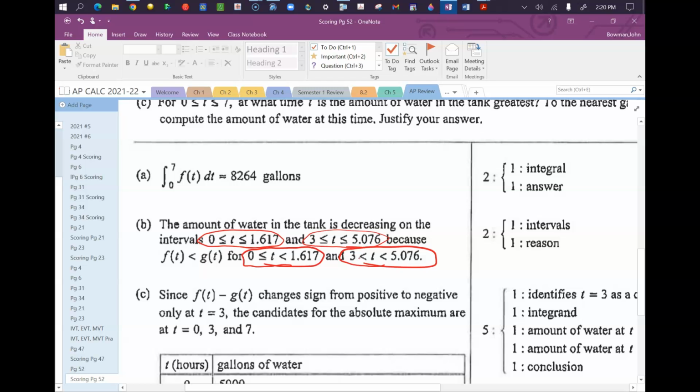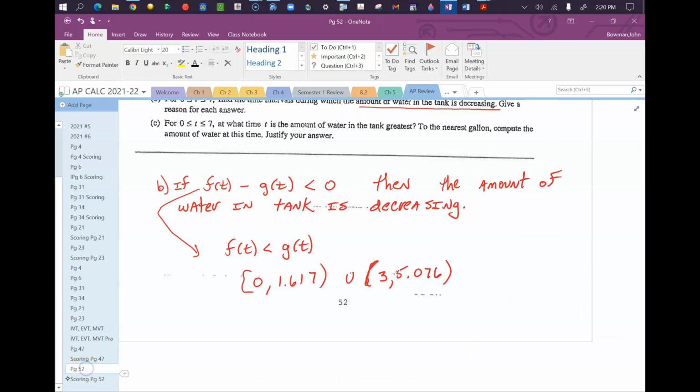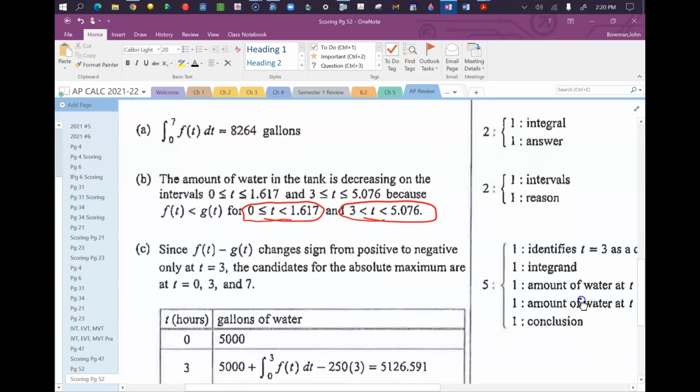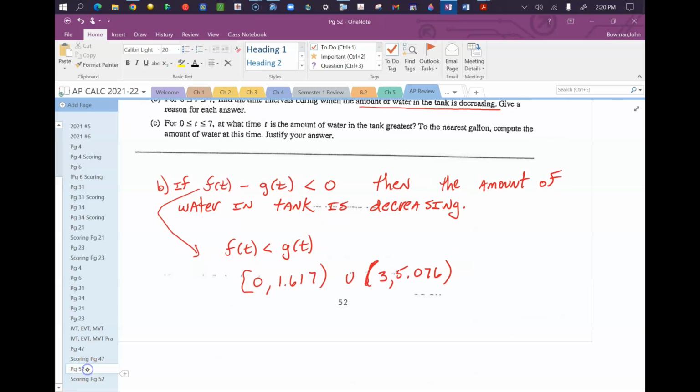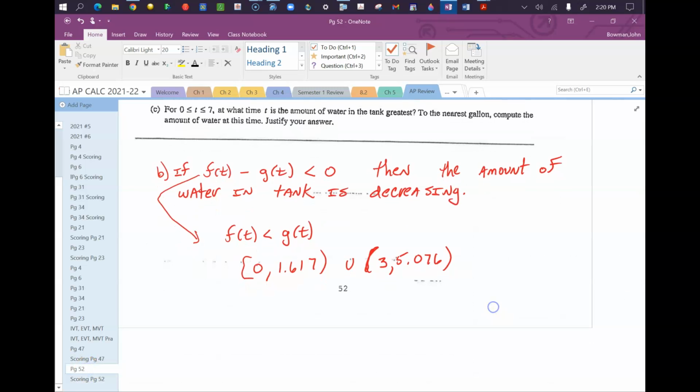So 1 point for the interval, 1 point for the reason, and that accounts for 4 out of the 9 points in that particular problem. Which means that part C is going to account for 5 points, 5 total points. So don't give up on those parts. Work through them as best you can.